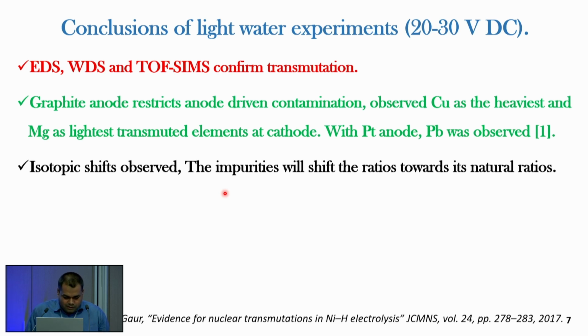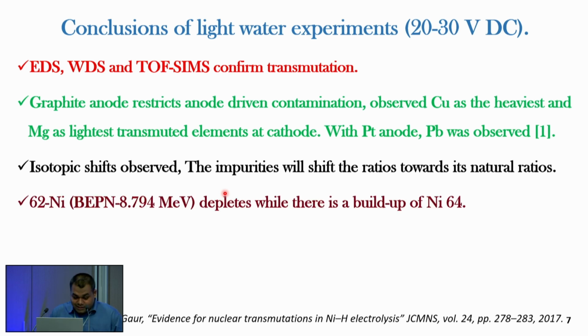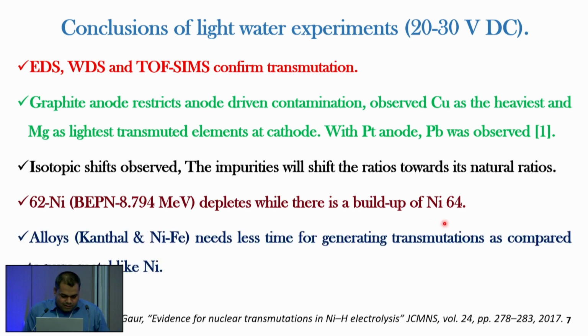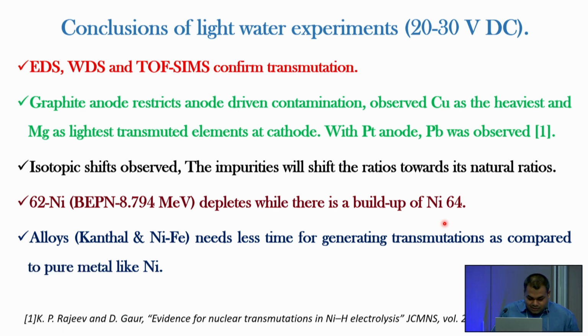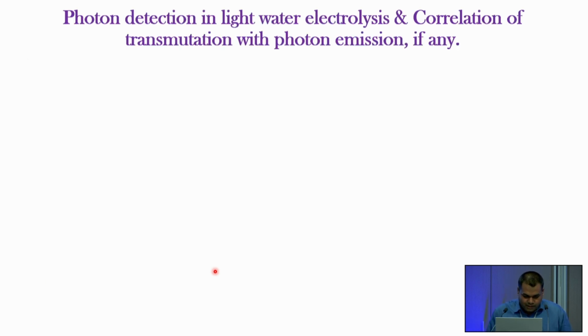Okay. So another exciting thing I discussed about 62 nickel. It has the highest binding energy per nucleon, and still it got depleted while there was a buildup of nickel 64. And the last thing is that the alloys need less time for generating transmutations as compared to the pure metals like nickel, as I showed earlier. We found transmutations within an hour.